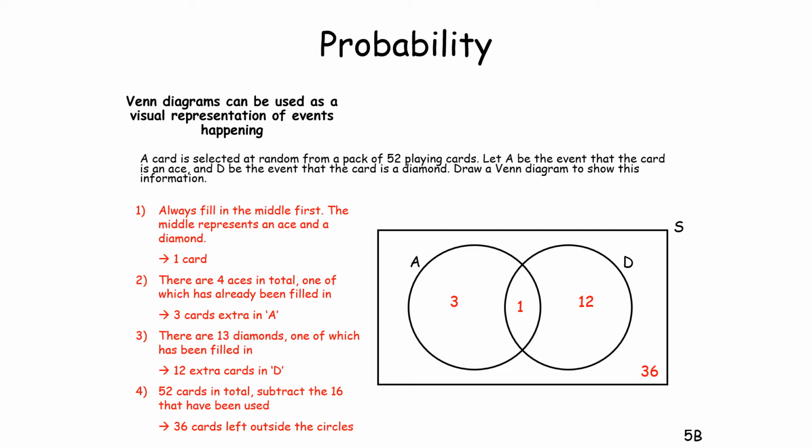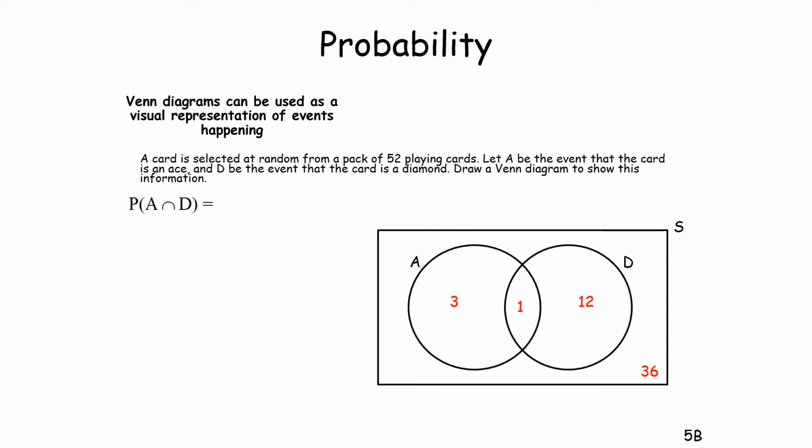What's left over is 36, because from 52 playing cards, if you take away the diamonds and the aces, you're left with another 36 cards. Now we want to work out the probability of A intersection D, so the probability of getting the ace of diamonds. There's only one of them out of 52, so it's simply 1 over 52.